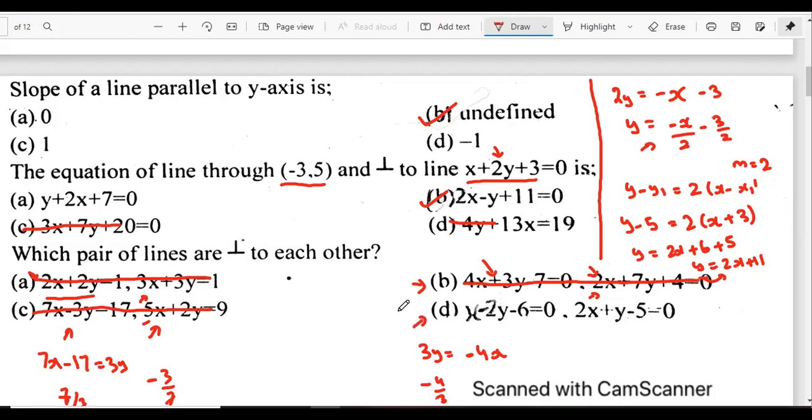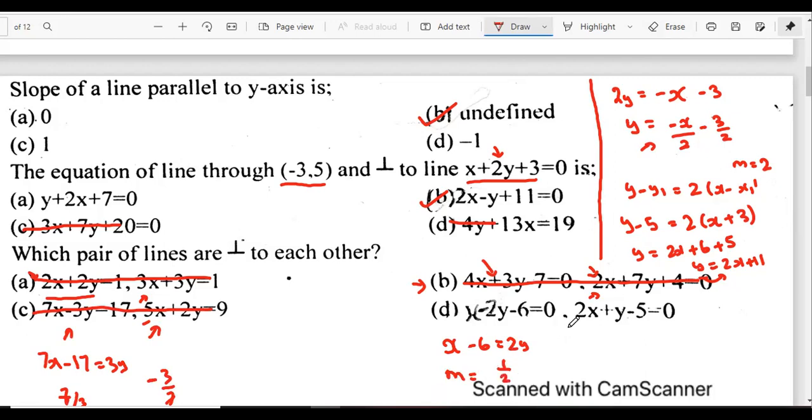Now for this part, we know that the first equation is x minus 2y minus 6. Let's just calculate the slope for the first line and see. Obviously, the answer is going to be D because we have cancelled all other options, but still we need to check that. So it is going to be x minus 6 equals 2y. And when I divide it, I am going to get m is going to be 1 by 2.